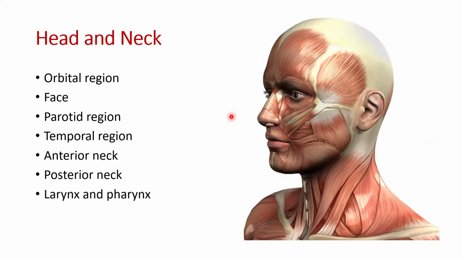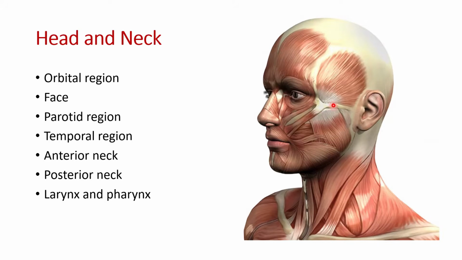Then we go to the head and neck region. As you can see in that image, this is a head, comprising of the face and the rest, and then you can see the neck. The head and neck contains the orbital region, the region around the eye. Then you'll have the face, the whole of this is the face. The face will contain even muscles of facial expression, the ones that enable you to make certain facial expressions.